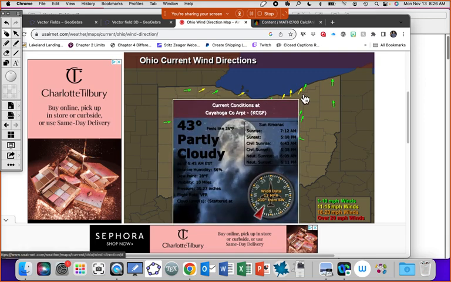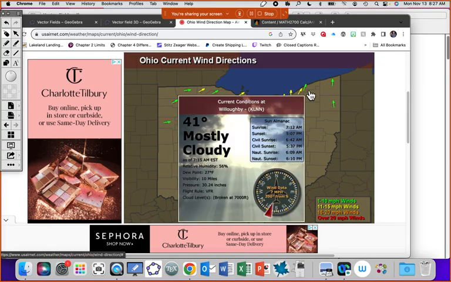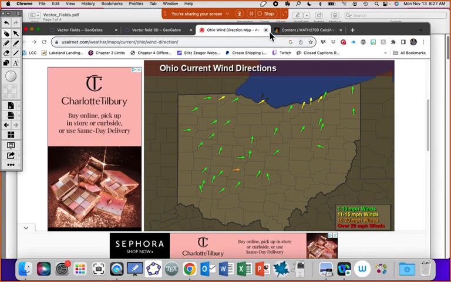Right, so we can look up here, Cuyahoga County, and go over to Lake County. Can we get to Lake County? There we go. Okay. So velocity fields. And we'll see other applications as we move along.